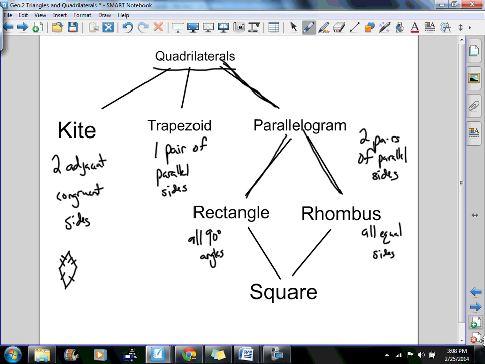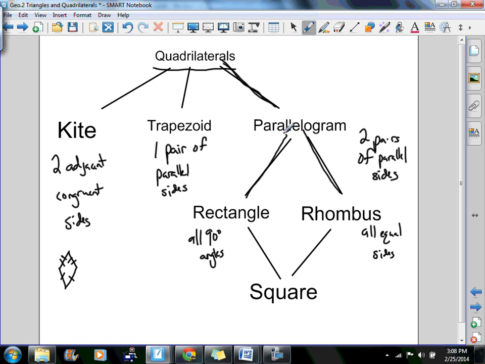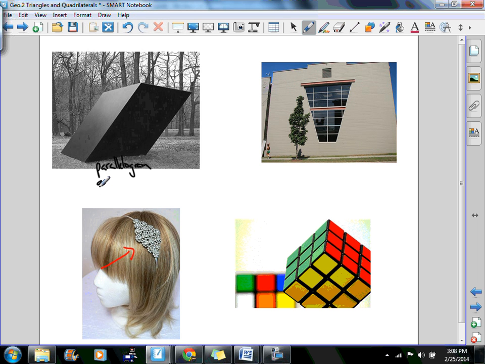Let me show you an example of what we're talking about. So for this shape up here, I see that this side and this side are parallel. Also, this side and this side will be parallel. Therefore, this is a parallelogram. But if we notice on our chart, a parallelogram is also a quadrilateral. This shape here, I notice that this side and this side are parallel, but these two on the outside are not. Therefore, this is a trapezoid. But trapezoids are also quadrilaterals.